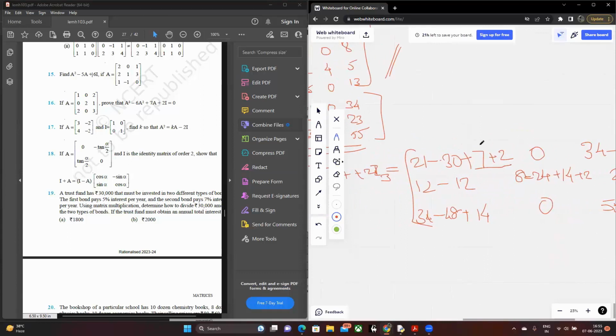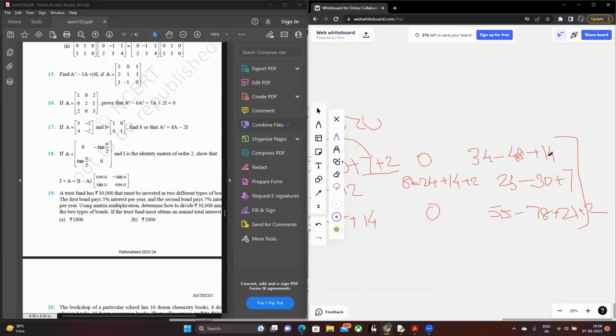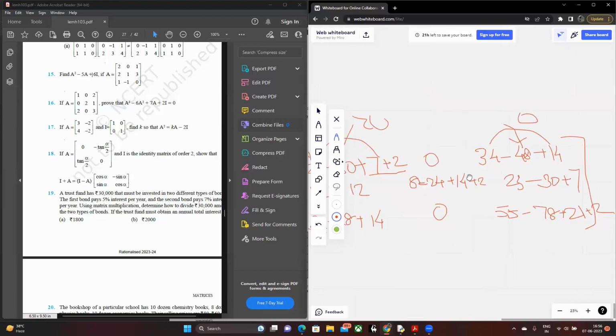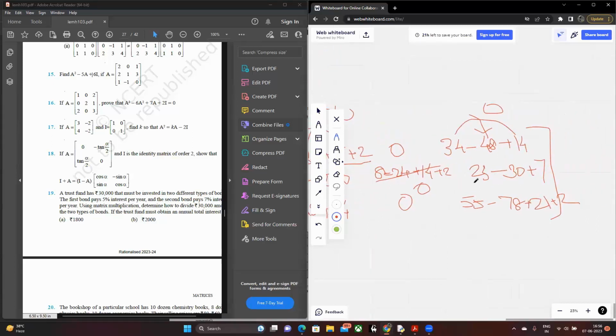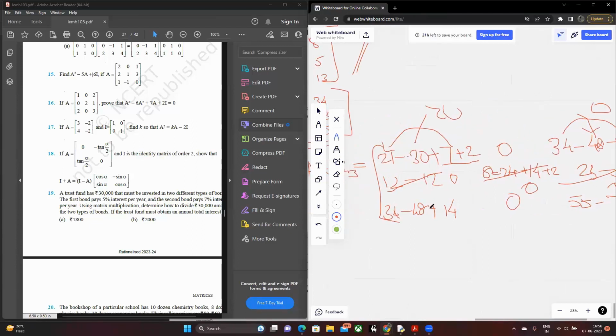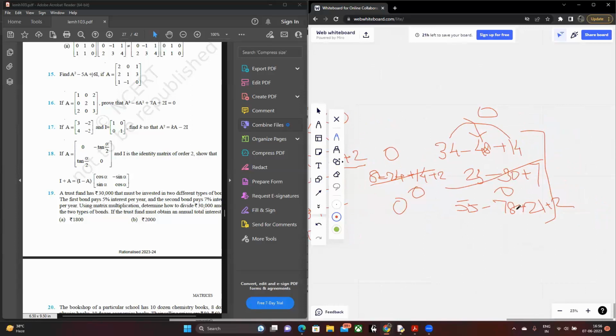Look here. Now 7 plus 2 is 9. 9 plus 21 is 30. And 30 minus 30, this becomes 0. 34 plus 14 is 48. And this minus 48, this becomes 0. 12 minus 12 is 0. This is 8 plus 14, that's 22. 22 plus 2 is 24. And 24 minus 24, 0. Again, 23 plus 7 is 30. 30 minus 30 is 0. Similarly, this is again 0. This is 55 plus 21, that's 76. Plus 2 is 78.